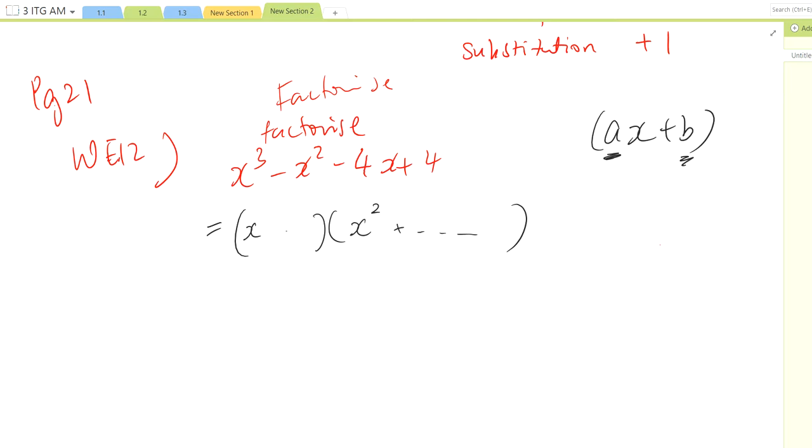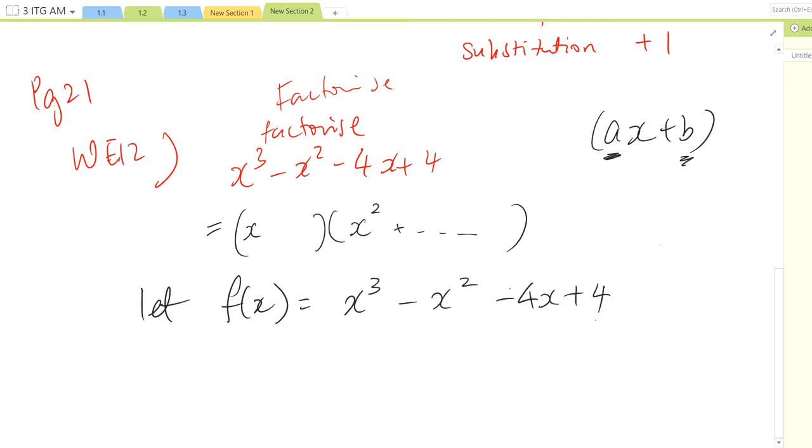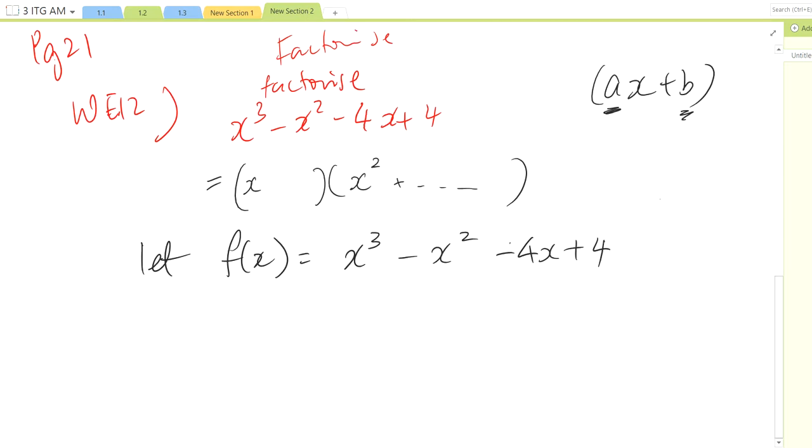So now, I'm going to try. Let f(x) be equal to x cubed minus x squared minus 4x plus 4. This is my polynomial because I'm going to be doing guess and check a few rounds. I don't want to keep writing out the working each time. Let's try. I want to guess whether x minus 1 is a factor or not. What do you think I should put in for the value of x? 1. So now I'm going to test what f of 1 gives me.